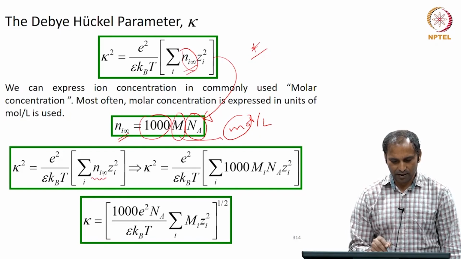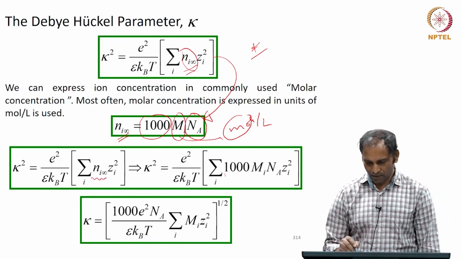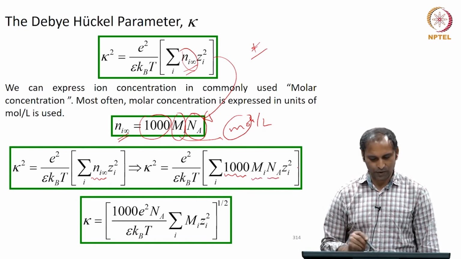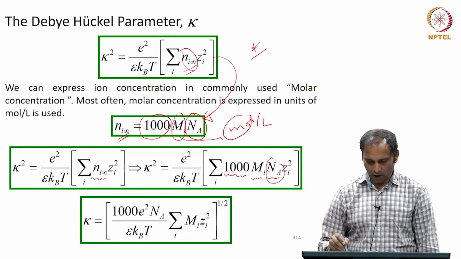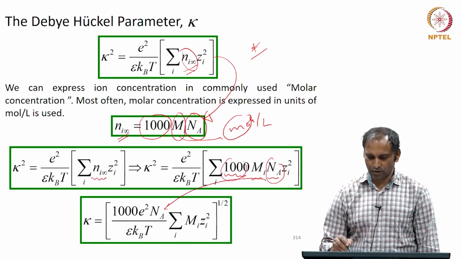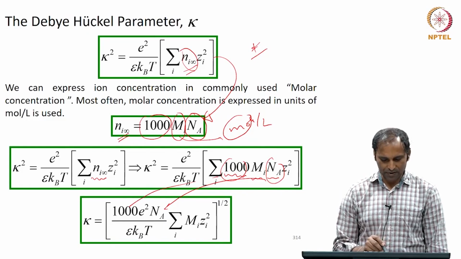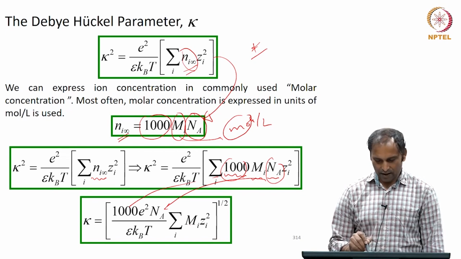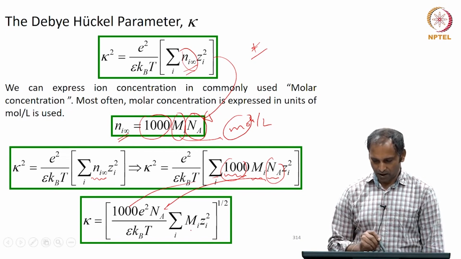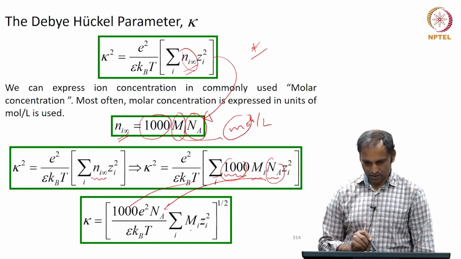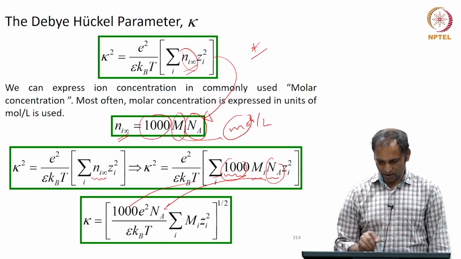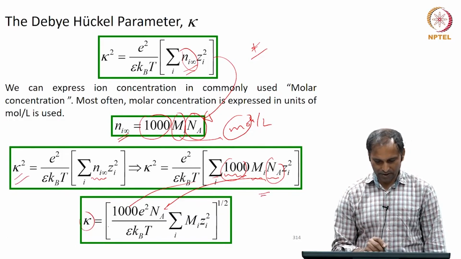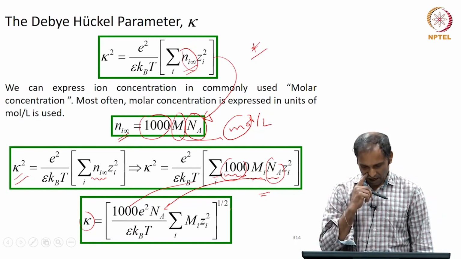I can replace Ni infinity with 1000 Mi Na, and Zi square. Na being a constant I can take it out, and 1000 also I can take out. Therefore kappa becomes 1000 e square Na divided by epsilon kBT, summation over i of Mi Zi square, to the power half. So far we have been writing kappa square, so kappa essentially is the entire thing to the power half.